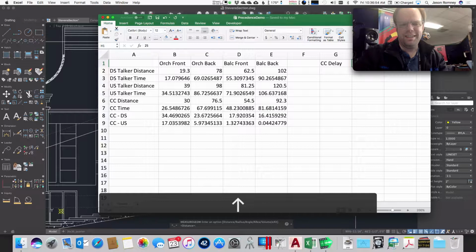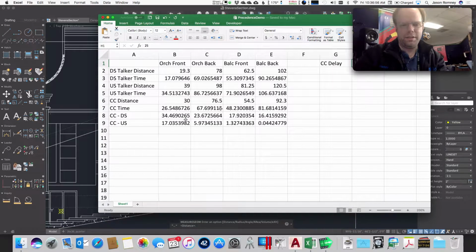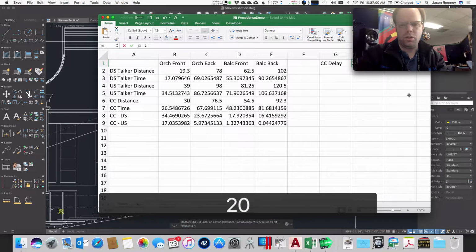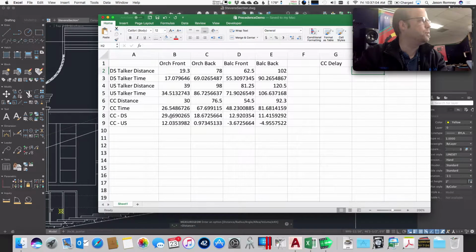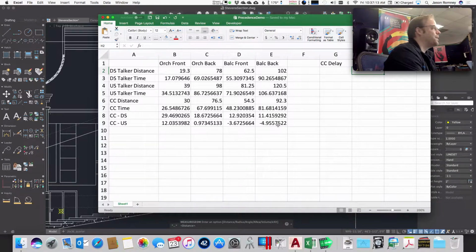If I take it down to 25, I'm still at 34 milliseconds. So I could take it down to 20. Now I'm into that 30 millisecond window with the front row for the downstage talker, but I'm at a negative 5 milliseconds at the back row balcony for the upstage. So it doesn't work. We can't do the show.